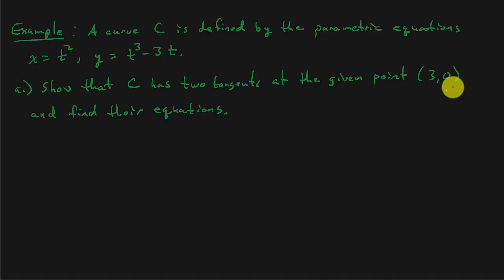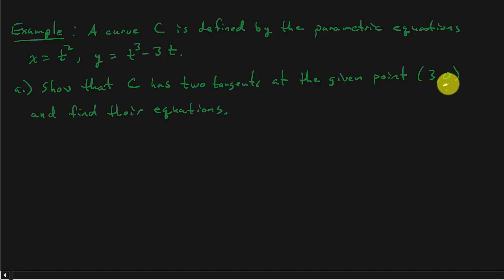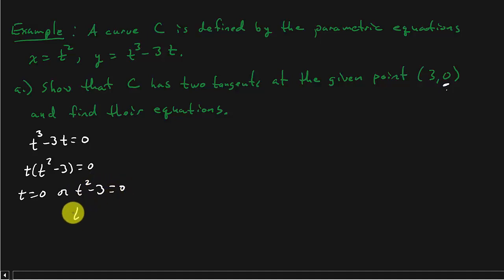Well, we've got the point (3, 0), this 0 here. So we're going to take the y coordinate, t cubed minus 3t, set that equal to 0, and solve for t. So I get t times (t squared minus 3) equals 0. So t equals 0, or t squared minus 3 equals 0, which gives me t equals plus or minus the square root of 3.